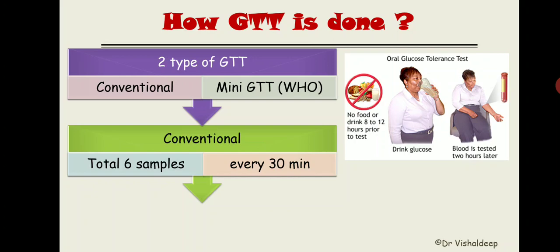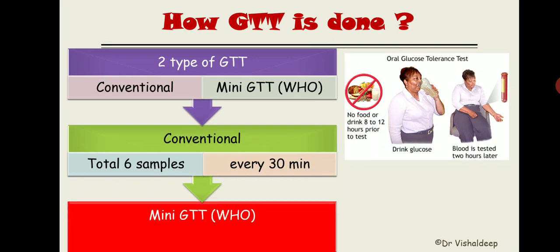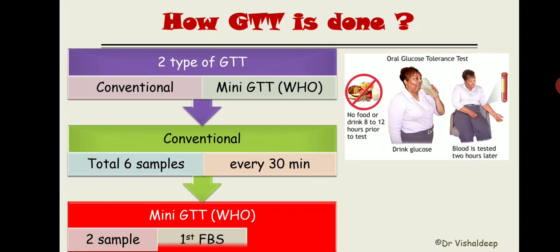Now what do we have to perform in mini GTT? In mini GTT only two blood samples are collected. One is the fasting blood glucose, and the second one is 2 hours after loading the glucose. It is known as PP2BS. The full form of PP2BS is postprandial blood sugar after 2 hours. So the mini GTT is more convenient as compared to the conventional one.